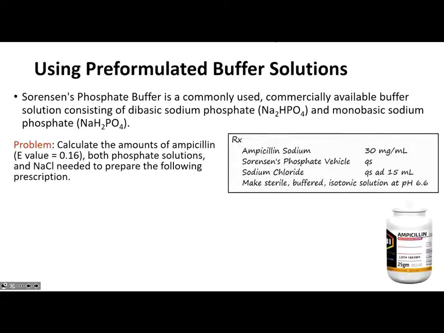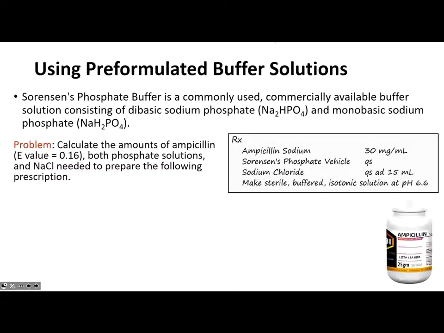It also brings up the fact that, in practice, I'm not making my own buffer. I have better things to do with that. I'm buying. So who's got the cheapest buffer out there? Sorensen's. I won't call it cheap, but it's very commonly used. There are commercially available buffer solutions. You don't have to start from scratch every time.